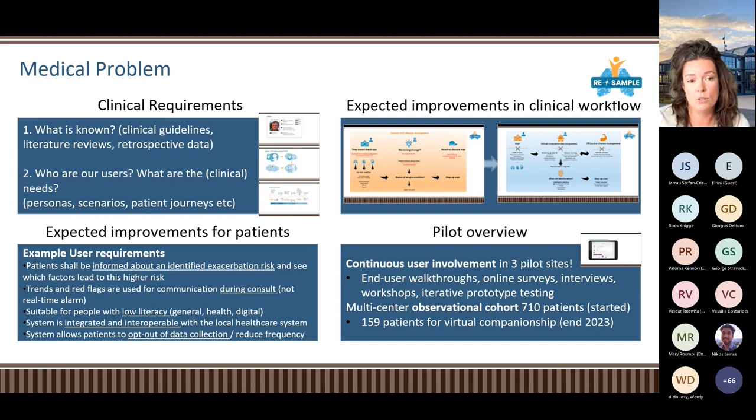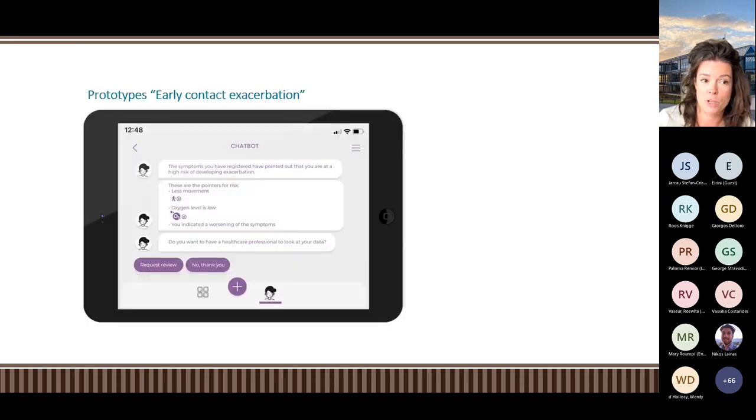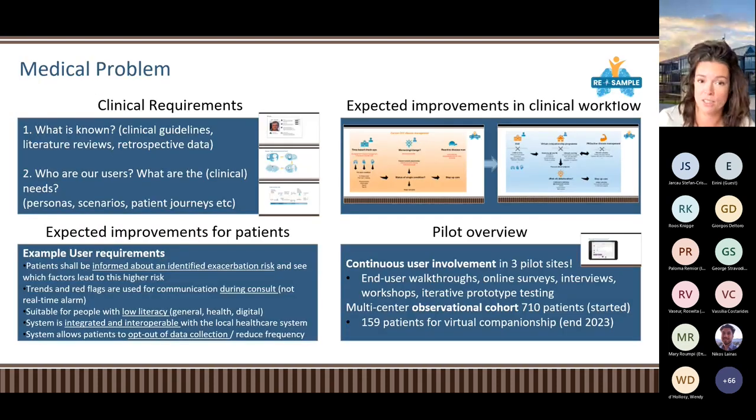As said, we really include all the users and all the stakeholders. So we have a continuous user involvement in all 3 pilot sites, for example by doing end user walkthroughs, online surveys, interviews, workshops, but also prototype testing. This is, for example, one of the prototypes for an early contact of an exacerbation. And we started an observational cohort of 710 patients with COPD and comorbidities, of which a selection of that cohort will be offered a virtual companionship program next year.